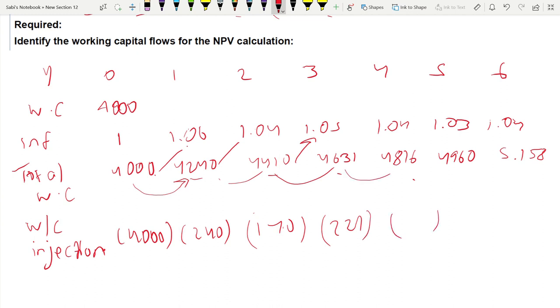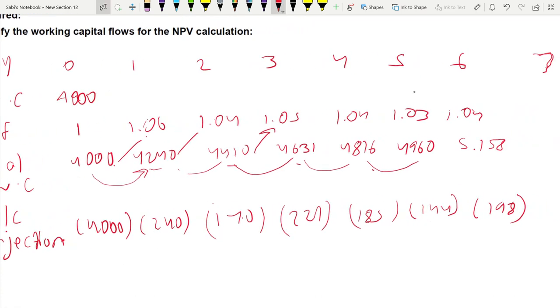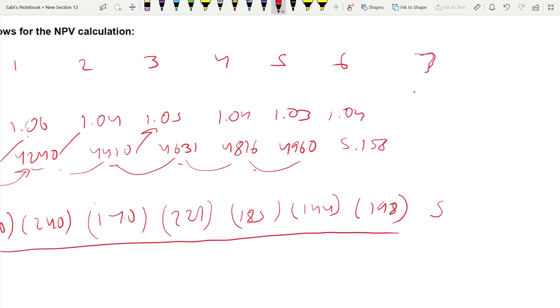4631 to 4816: 185. 4816 to 4960: 144. 4960 to this one: 198. And finally, just add all up. Add this all up, and your working capital will be 5158. And if you see, this will be the same. Just to make sure that these incrementals are correct, add all with the 4000.